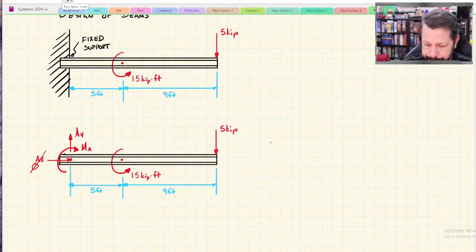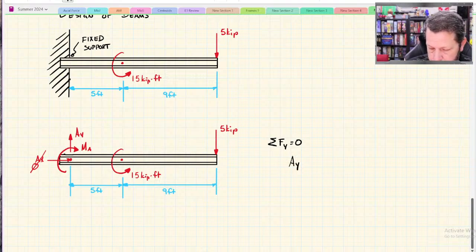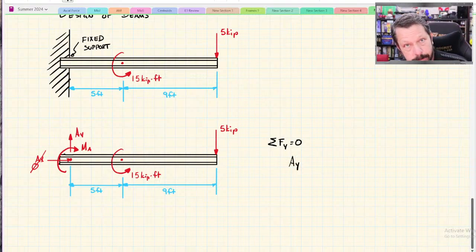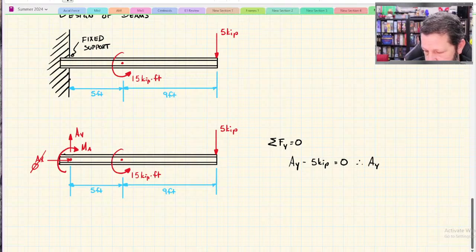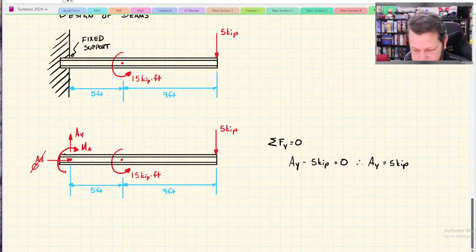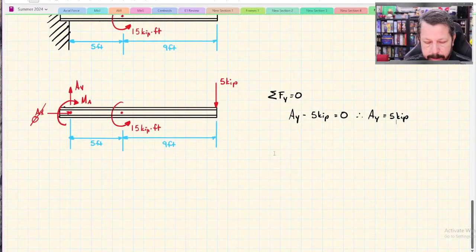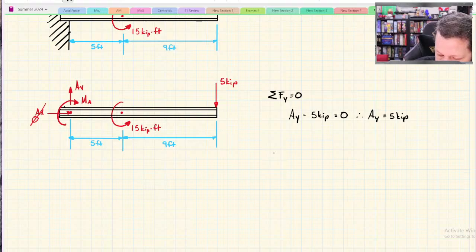We could do that. I've got AY going up, and then the moments don't create forces in X and Y. So I've got minus 5 kip equals 0. AY is 5 kips. So that's easy enough. Then I can do moments about some point. I would do moments about the fixed support. So that's point A apparently.